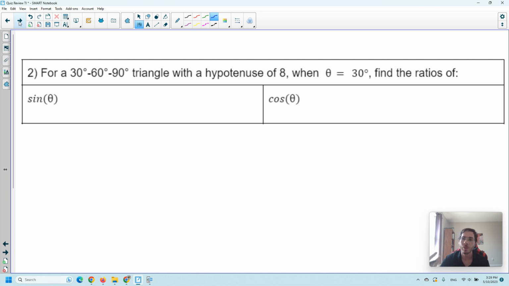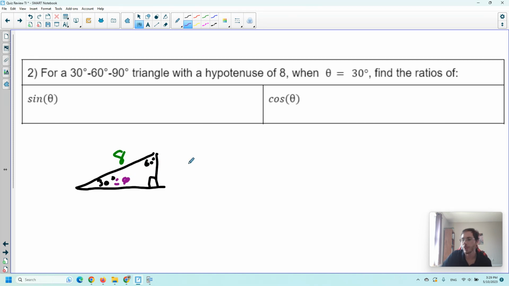Number 2, so this is a special triangle here. So it says 30, 60, 90 triangle with a hypotenuse of 8 when theta equals 30. So if we really want to draw out the triangle, we can draw the triangle out. We got 30 degrees here. The hypotenuse is 8. We need to find the ratios of sine and cosine. So again, here we're dealing with theta being 30.